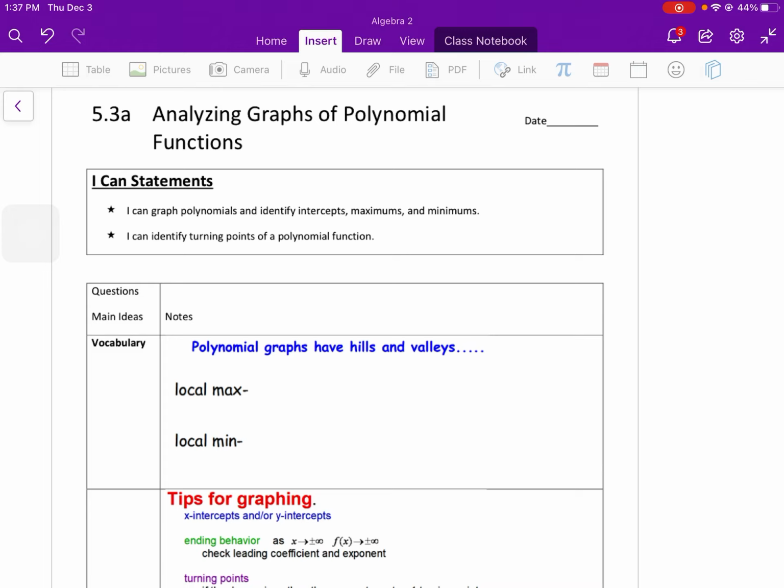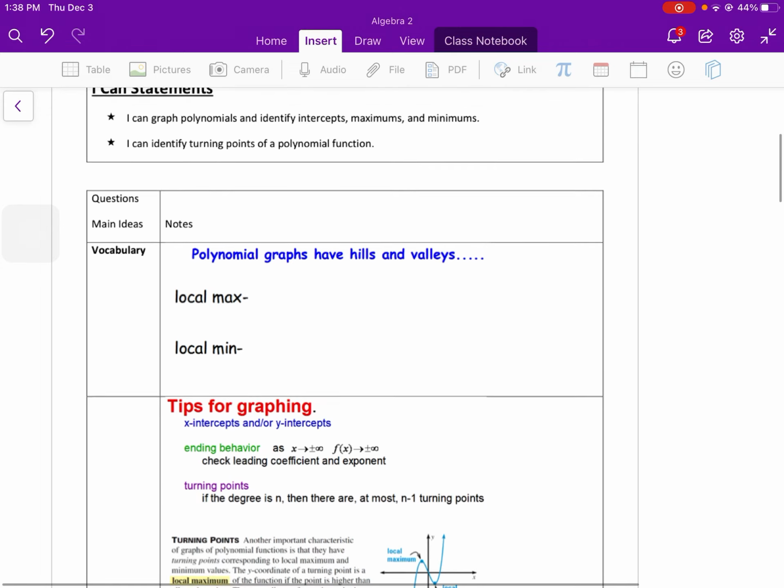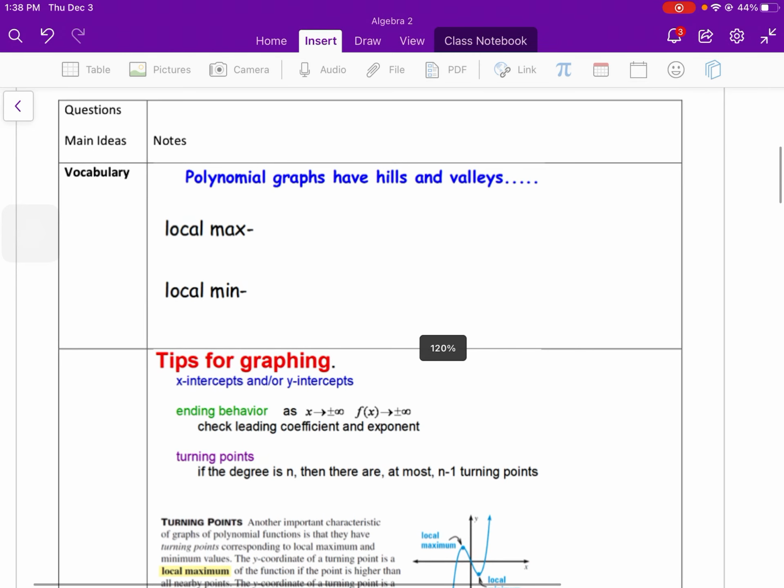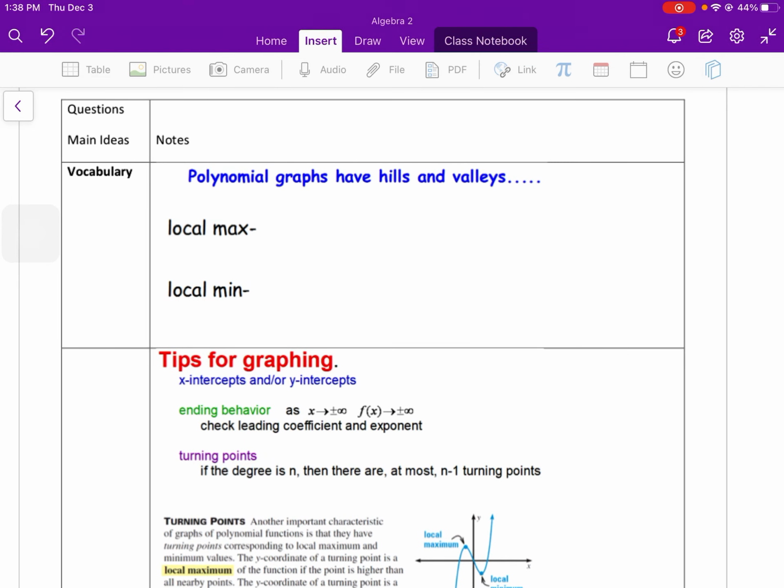5.3a. Today we're going to look at how to analyze the graph, so different features of a polynomial, and we're actually going to write equations of cubics in this as well. So first, a little bit of vocabulary. We're going to be identifying the local maximum and local minimums.